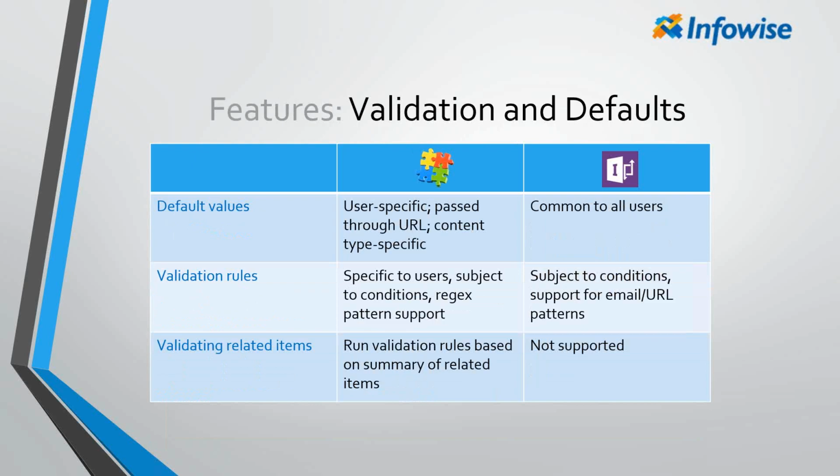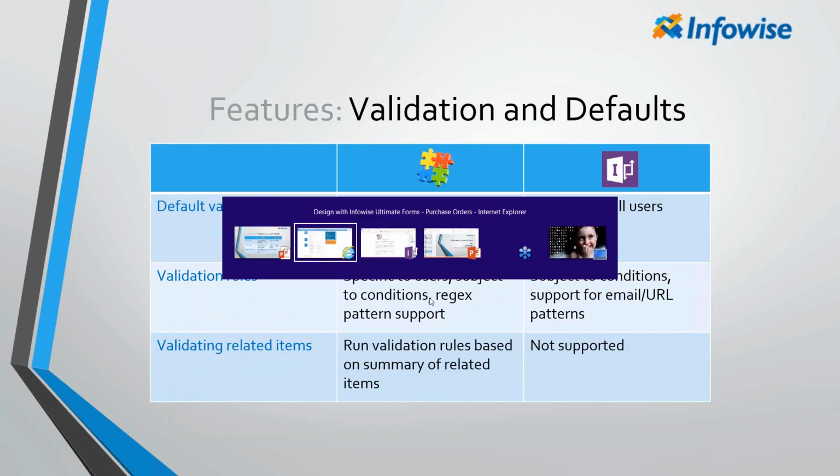Another very, very important capability is the ability to validate based on the related items that we saw. For instance, prevent me from closing a project where there are still open tasks for that project. It's not supported in the same way in InfoPath, and we fully support that. So let's take a look at these capabilities.